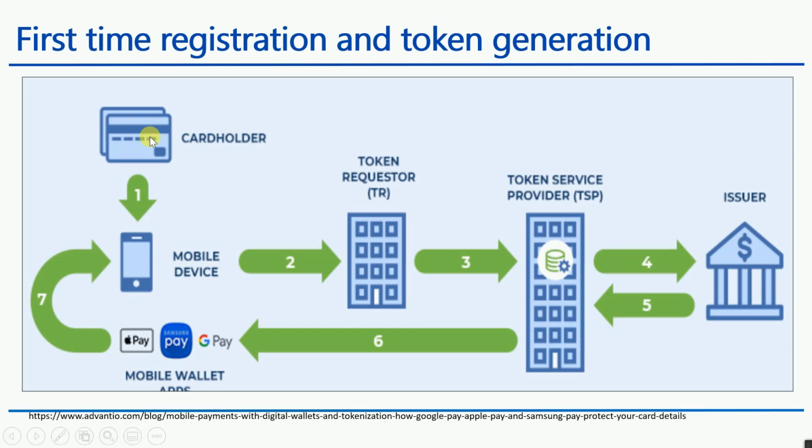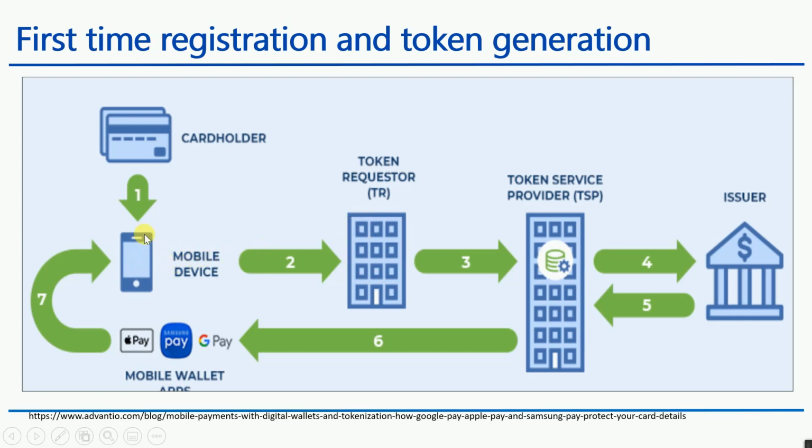So let's say there is a cardholder who has a card. Now they are using, say, Apple Pay or a Samsung Pay or a Google Pay kind of a system on their mobile device. They are trying to add their card onto the device, into the application, which could be Samsung Pay, Apple Pay or Google Pay. They add all their card details, either manually or by taking a picture of their card, and the device recognizes the card. Then, as discussed, the mobile device will send the details to a token requester.